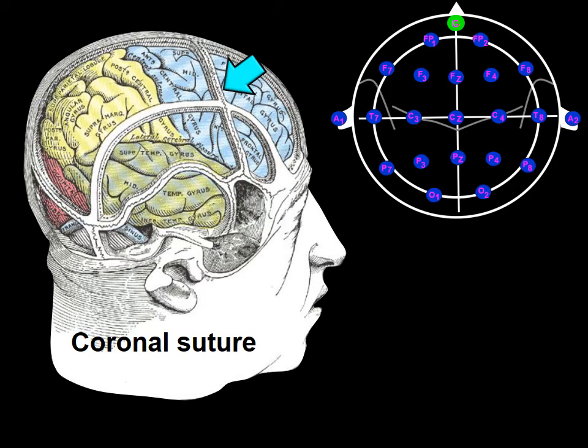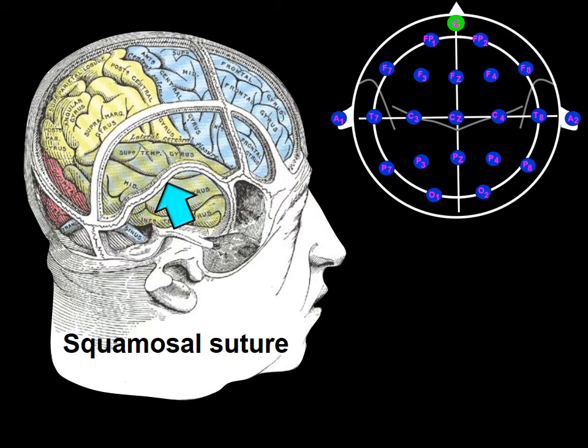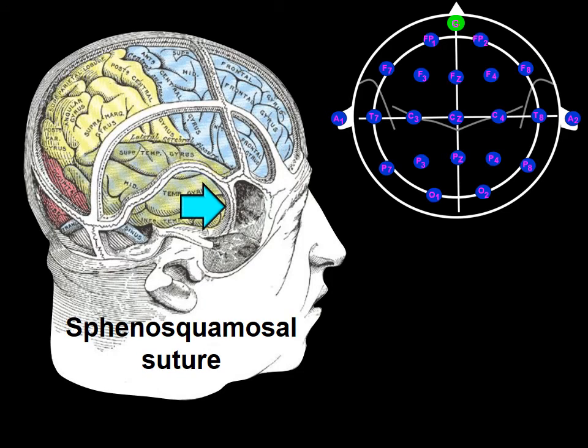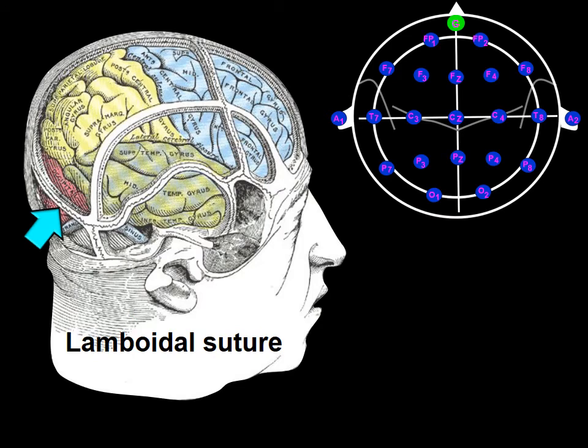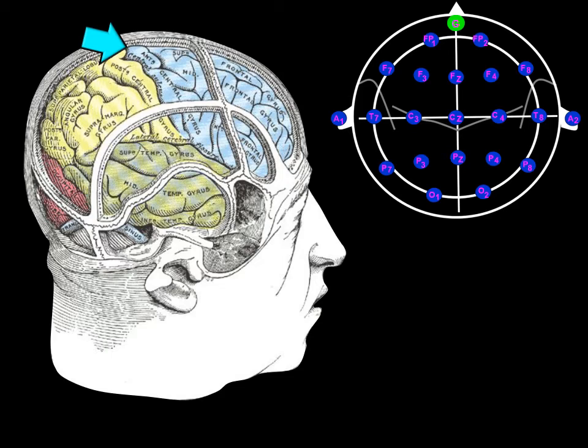The arrow points to the coronal suture, here to the squamosal suture, here to the sphenosquamosal suture, here to the occipital mastoidal suture, here to the lambdoidal suture. And what impressed me the most is how far the frontal lobe extends beyond the frontal suture, as you can see pointed by the arrow. Here the arrow is pointing to the supramarginal gyrus, and here to the angular gyrus.